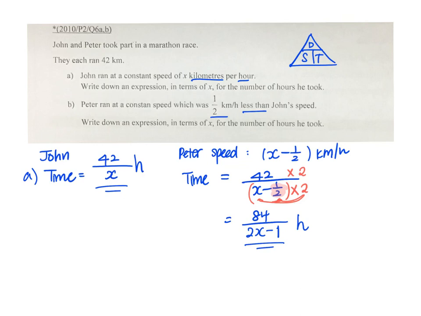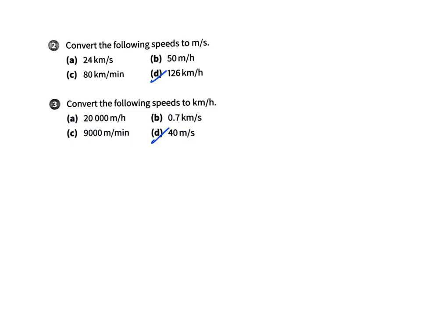Now let's move on to the textbook questions. Exercise 8.3, question number 2D. Now convert the following speed to meters per second. So I have question 2D. In this case, there are two ways that you can do. The speed is 126 kilometers per hour. So for method number 1, 126 kilometers in 1 hour.